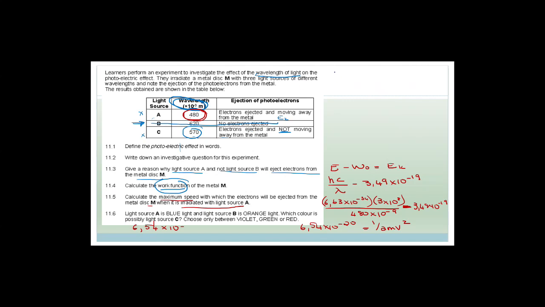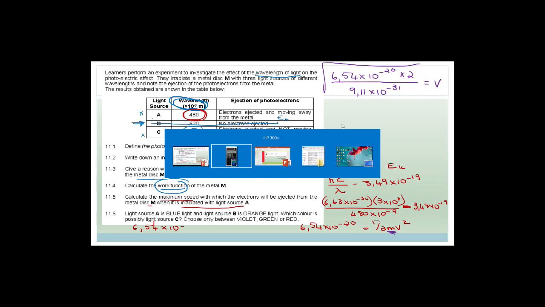Okay, so now we've got 6.54 times by 10 to the negative 20. To get rid of this half, you multiply both sides by 2. So we're going to times that by 2, and then we're going to divide by 9.11 times by 10 to the negative 31, because that's the mass of an electron, and then square root it. Square root it, and that's going to equal V. That's the V, right? So let us do that on our calculator.